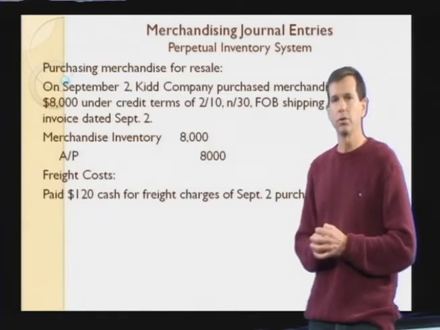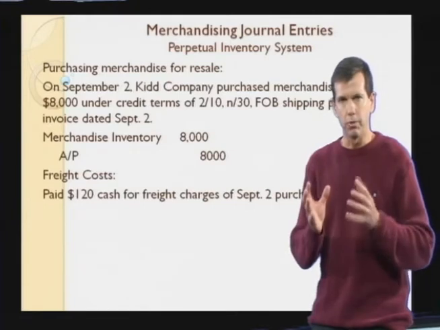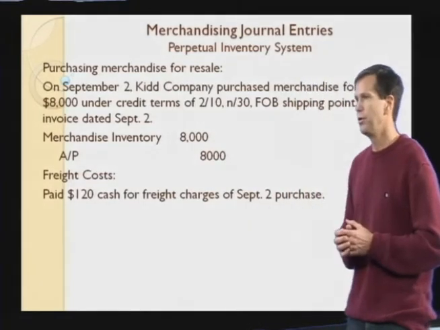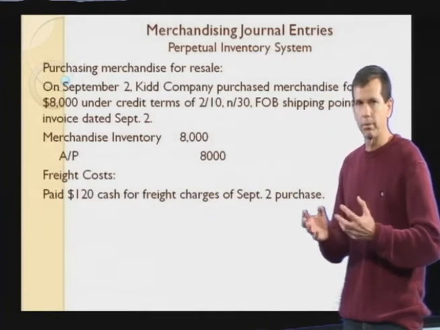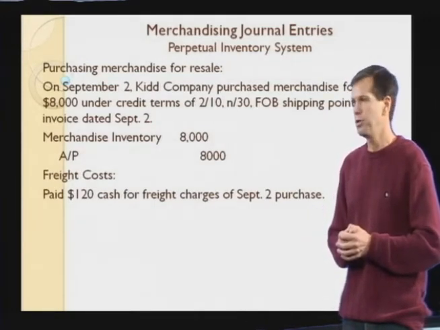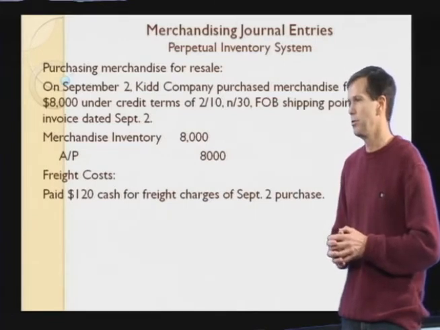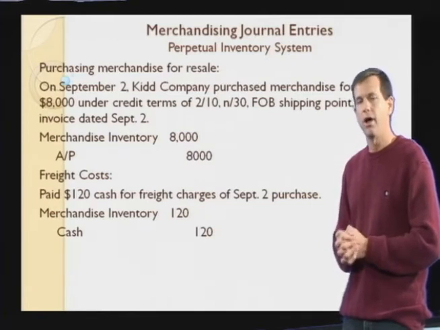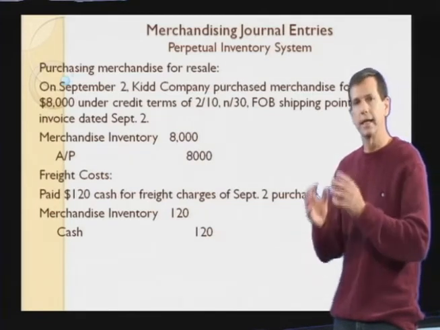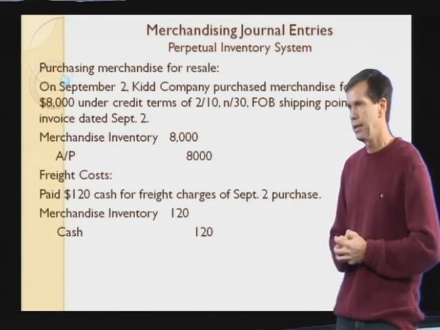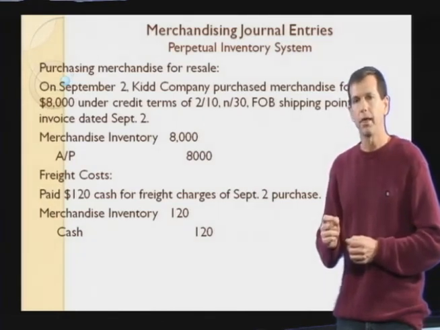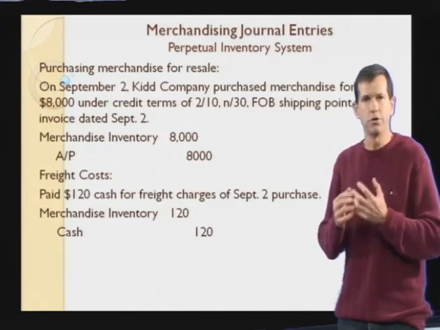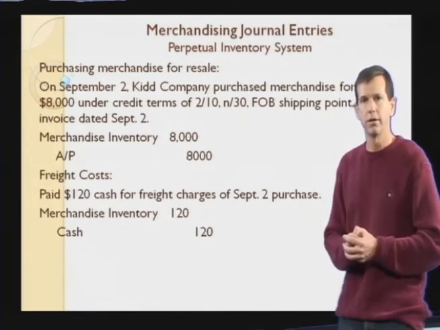Keep in mind that most likely we bought the freight from a shipping company. We didn't pay the $120 to our supplier. We probably paid the $120 cash to a shipping company. The next slide shows the journal entry for freight, and we're just going to debit merchandise inventory. Do not debit freight charges or something like that. Debit the merchandise inventory. If you think about it, isn't freight part of the cost of getting the inventory in usable condition? It's just part of the cost of obtaining the merchandise.